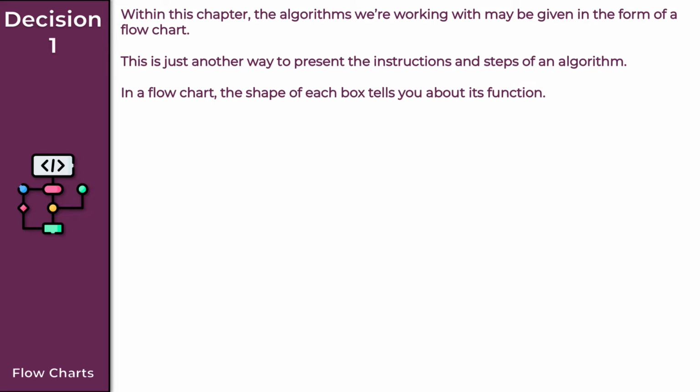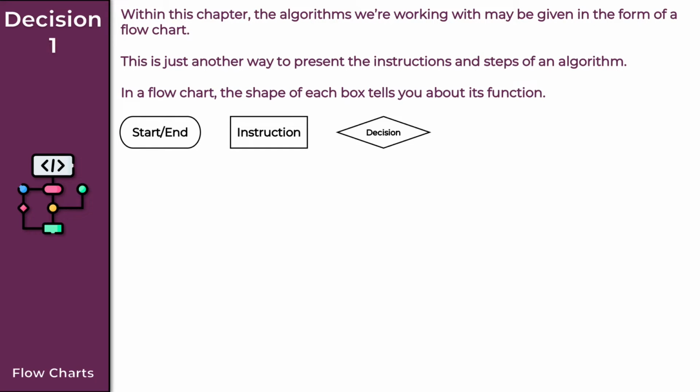Now, in a flowchart, the shape of each box tells you about its function. There are three shapes, or three boxes, that you need to recognize. Let's quickly run through each one. The first shape tells us whether we're at the start or the end of the algorithm. Nice and easy, right? The next shape gives us an instruction. And finally, the very last shape gives us a decision.